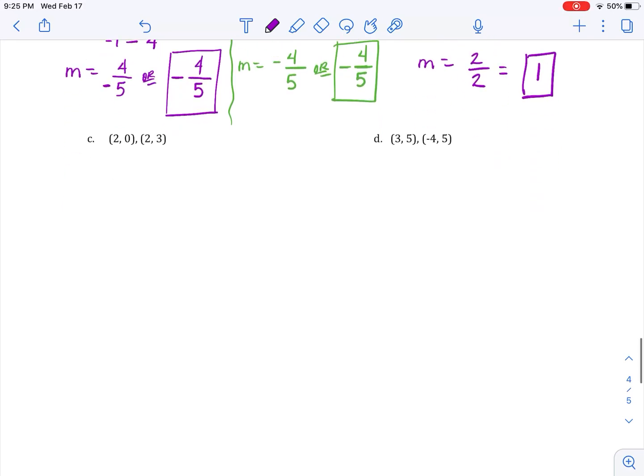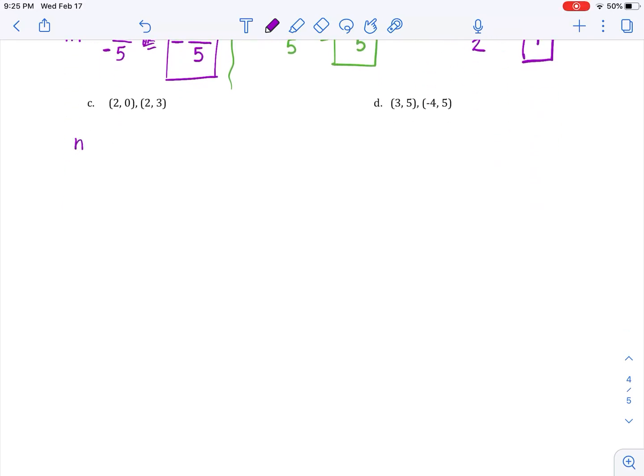All right, if we go to C, again, remember to keep your y's subtracted on the top. We'll go 3 minus 0. And your x's are 2 minus 2. If we clean this up a bit, we end up with 3 on the top because 3 minus 0 is 3, and 2 minus 2 is 0. That's a no-no in math. You are not allowed to divide by 0. So our actual final answer is that our slope is undefined.